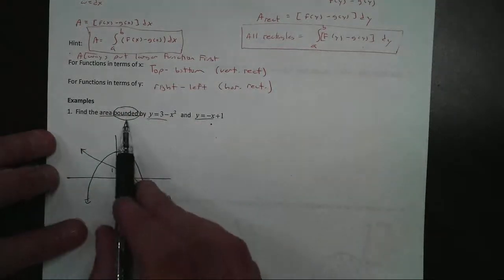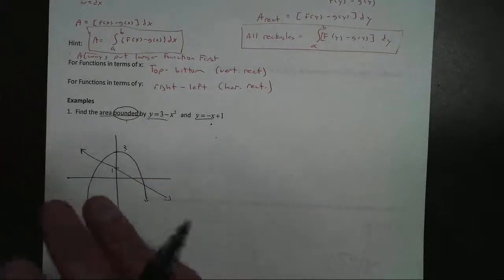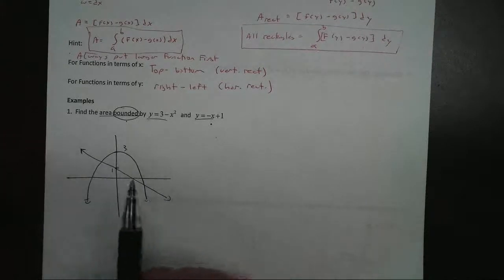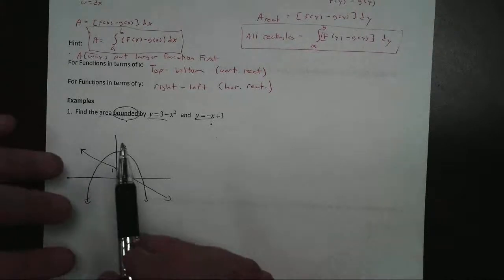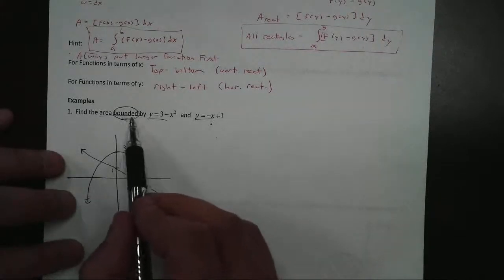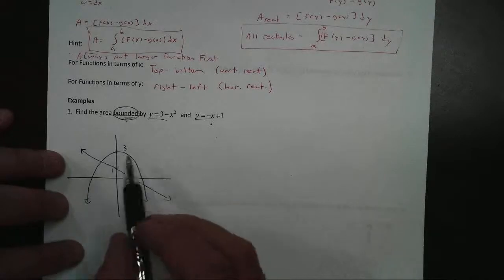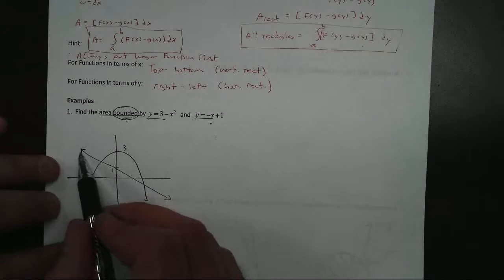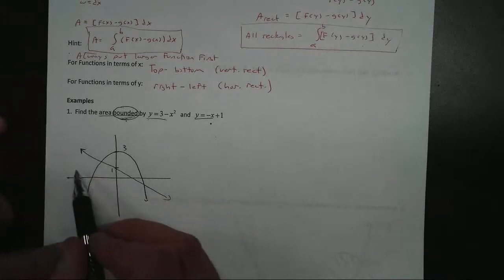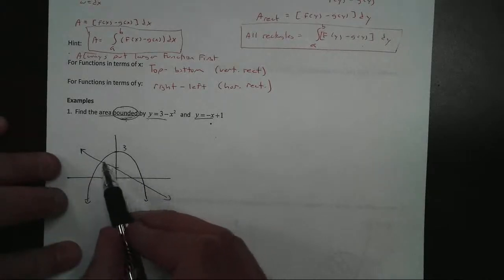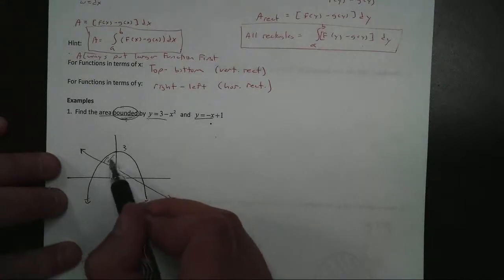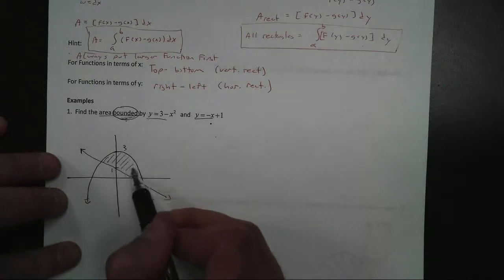Well, what does it mean to be bounded? It's kind of like you're trapped. If you're in one region, you can't get out of it, like being in a box or something like that. So that's what it means to be bounded by something. If I'm looking for the area bounded, I'm not going to pick this region because I can get out. I'm going to pick this region because, take a look, it's surrounded by functions. So this is the region we're looking to find the area in.